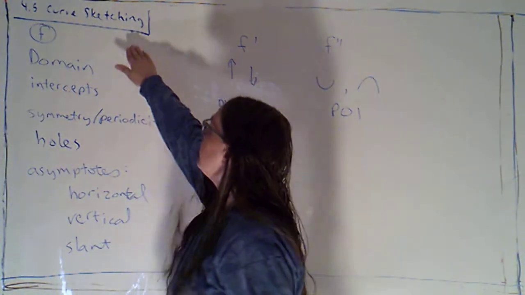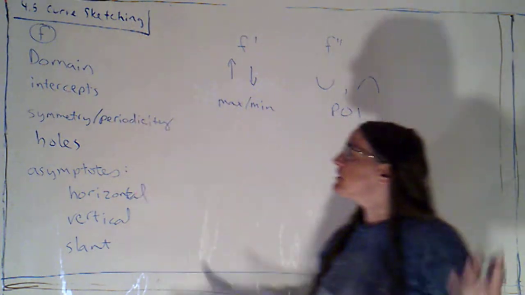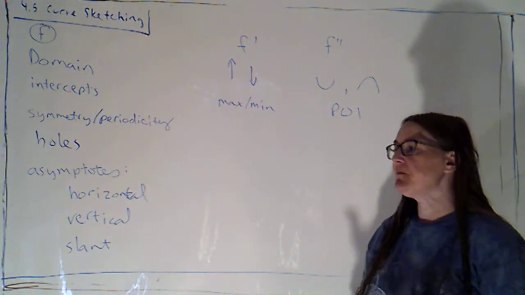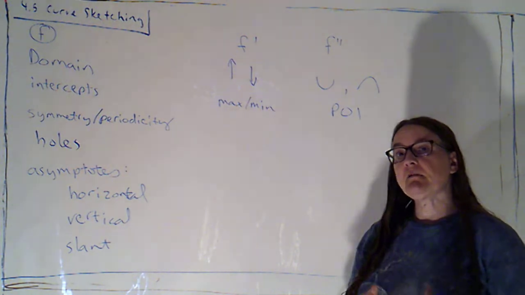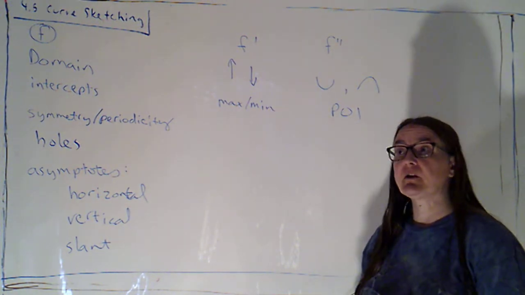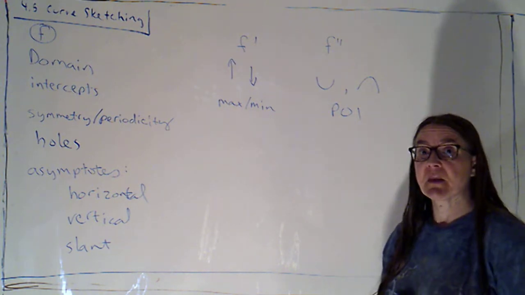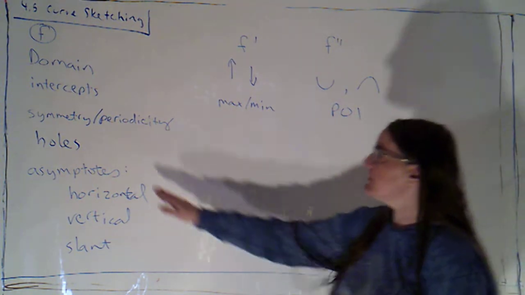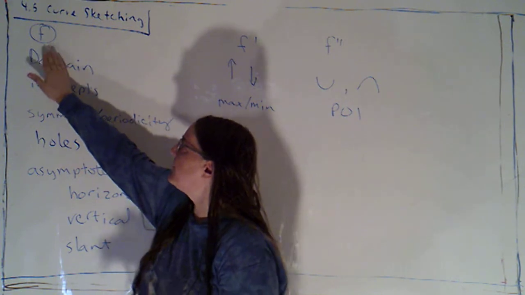Okay, in this video we're ready to start section 4.5, which is on curve sketching. This is where we're going to put together all of what we've been building towards in 4.1 and 4.3 as we've learned about how the derivatives give us various bits of information about the graph of a function. So we're going to put it all together and we're going to get some information from the original function f.